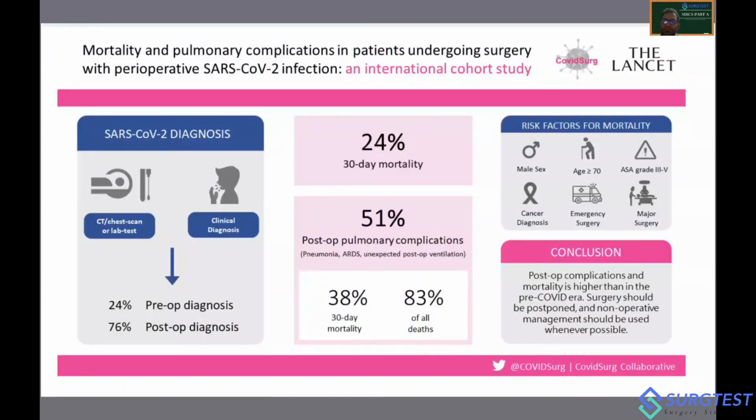So this was another study published by the COVID Surge Group in the Lancet, which says that the 30-day mortality in patients with perioperative COVID infection, you operate on a patient with COVID, in the immediate pre-op or in the immediate post-op, the 30-day mortality is a staggering 24%. And the pulmonary complication is 51%. So this is extremely dangerous. So I would suggest all of you to be extremely careful while operating on COVID patients. Your entire reputation is at stake.